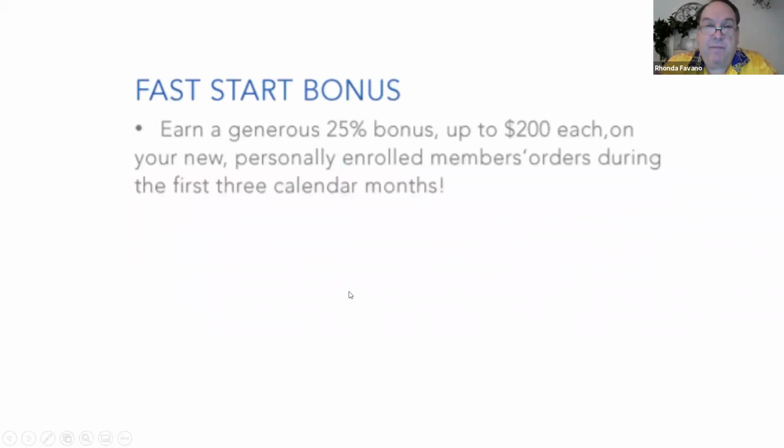Then on top of that, part of the referral bonus. The other part of the referral bonus is a 25% bonus of their product value.